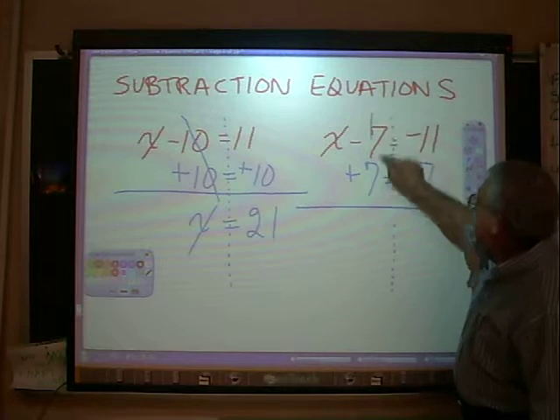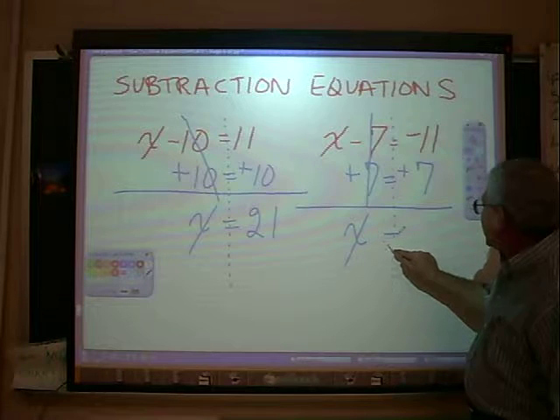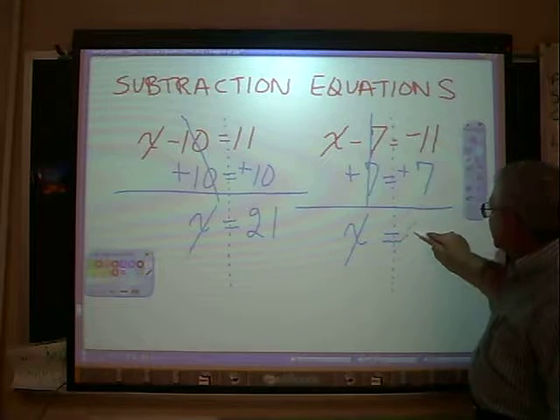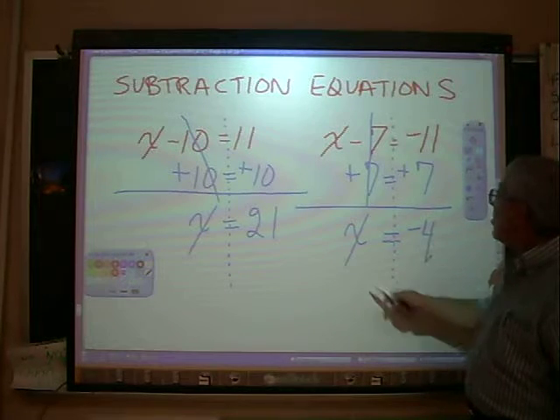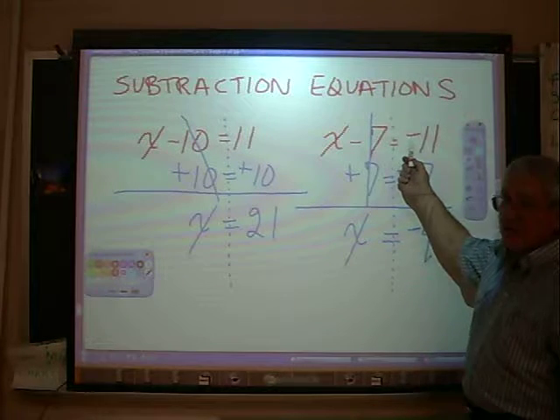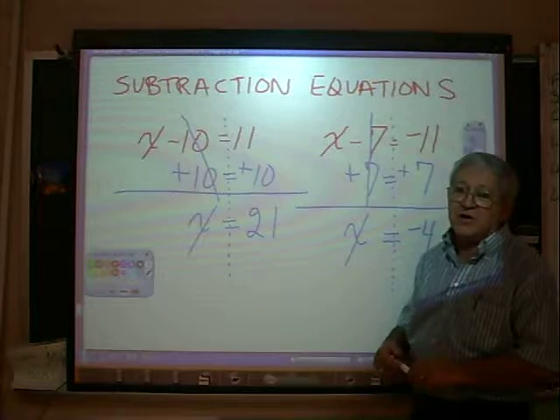7 minus 7 is still nothing. I'm left with x. All I ever wanted was 1x over there. Negative 11 and positive 7 is negative 4. Now I can check my work. Negative 4 and negative 7 is indeed negative 11. But you see how I didn't do that by guess and check? I solved it.